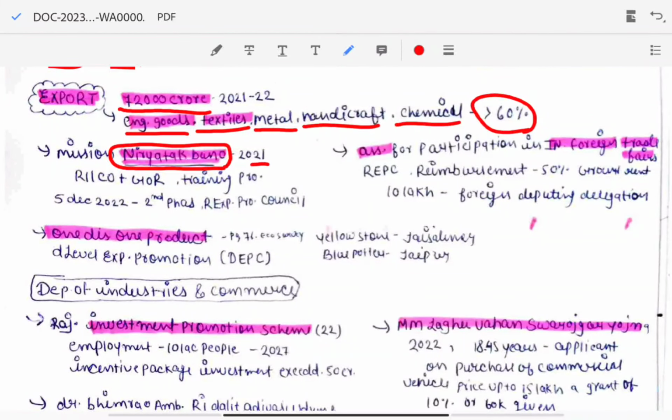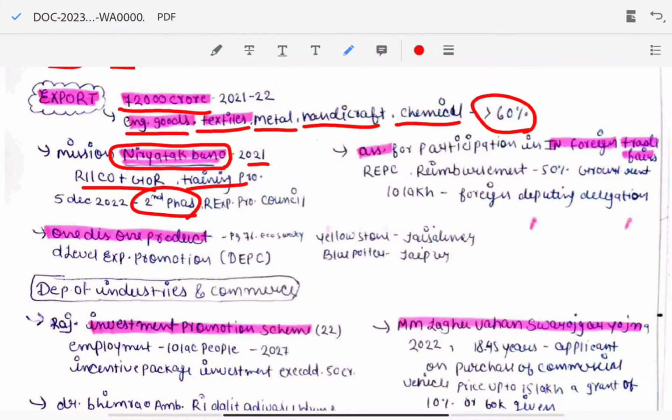It was launched in 2021 by RICO and the Government of Rajasthan. We will be discussing RICO in detail, and it's basically a training program, and recently its second phase was started, so it was there in the news.